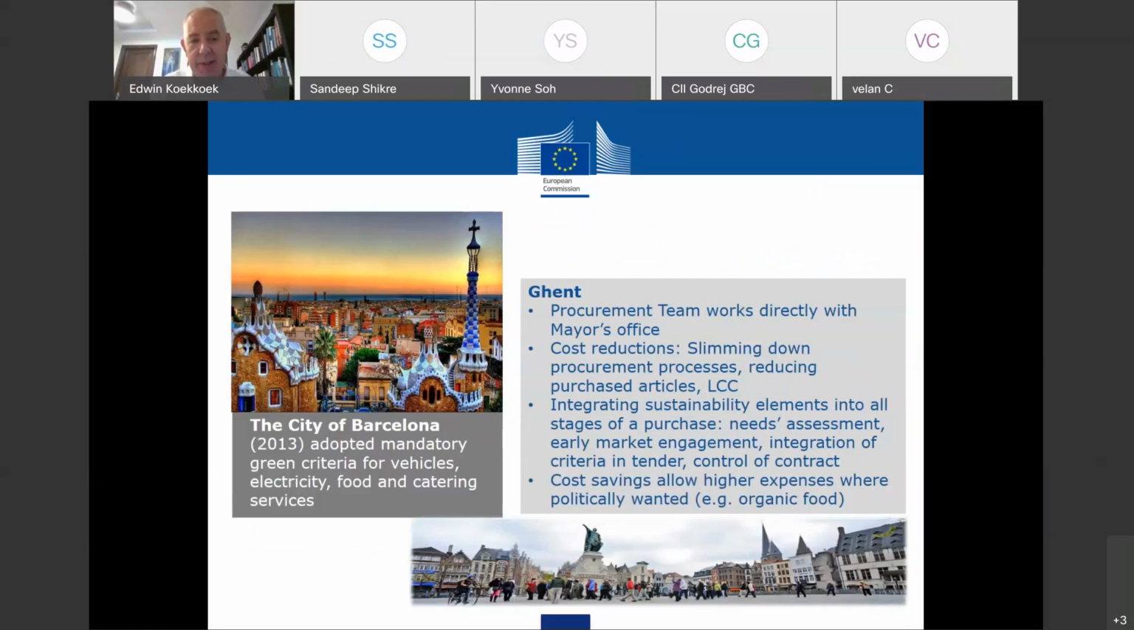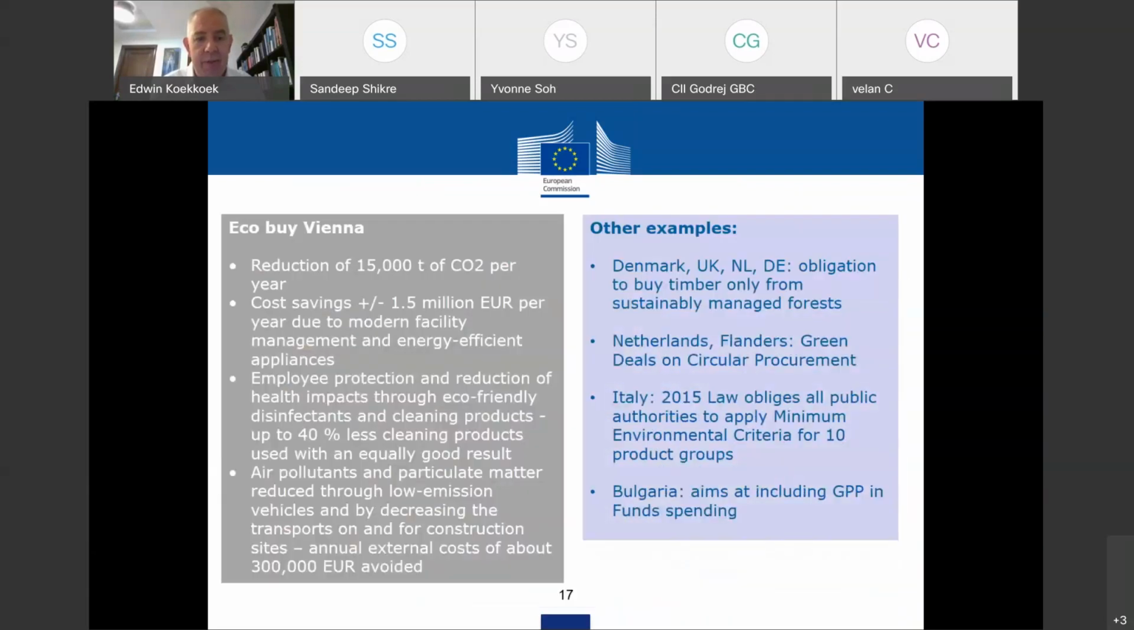Just to mention very quickly some green procurement examples, like in the city of Barcelona in Spain, where they adopted mandatory green criteria for vehicles, for electricity, for food, and for catering services. Or in the city of Ghent in Belgium, where the procurement team works directly with the mayor's office and where they integrate sustainability elements into all stages of a purchase. Or in Vienna, the capital of Austria, where they managed through public procurement to save 1.5 million euros per year due to modern facility management and energy efficient appliances, and also a reduction of 15,000 tons of CO2 per year. There are other examples in Denmark, in the UK, in the Netherlands, in Italy, and in Bulgaria.